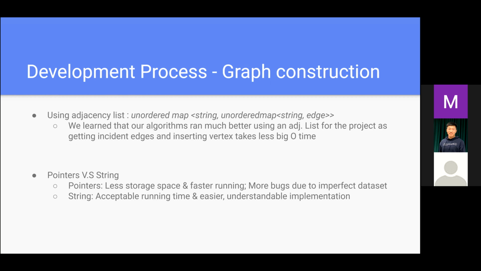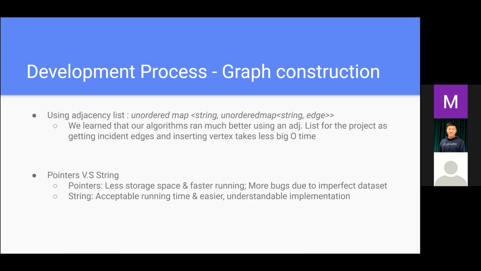So in graph construction, we need to figure out which way we can represent our graph. During class, we talked about how there are typically 3 ways: edge list, adjacency matrix, and adjacency list. Each method has its own pros and cons. We found that our algorithms run better with adjacency lists since it takes less running time to get incident edges and to insert a vertex.